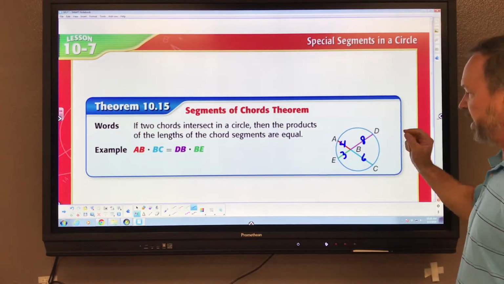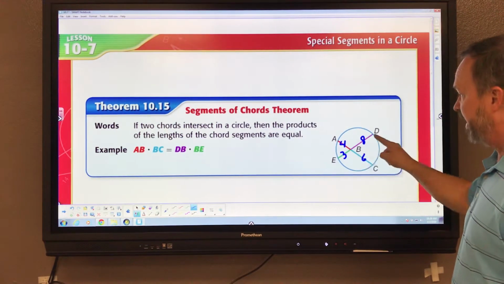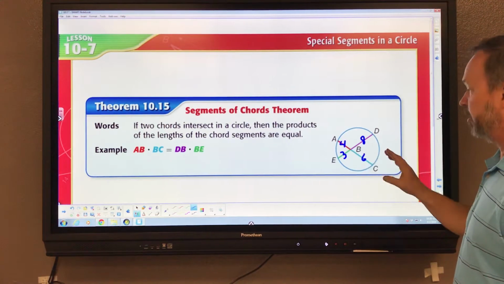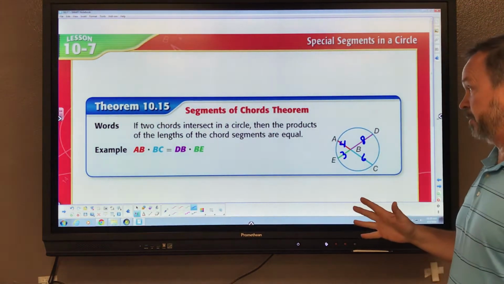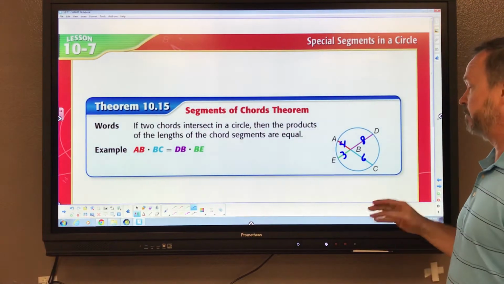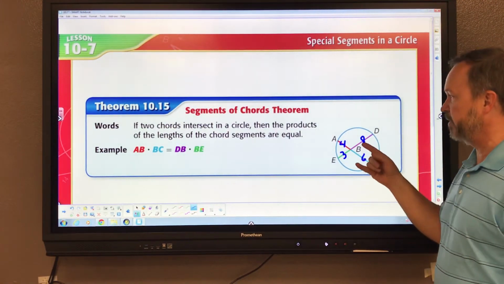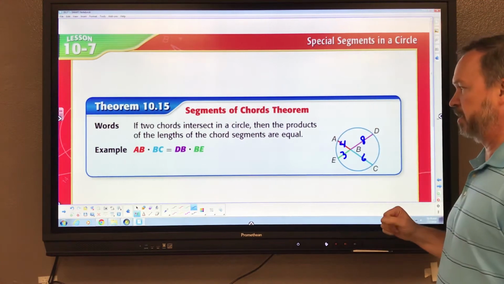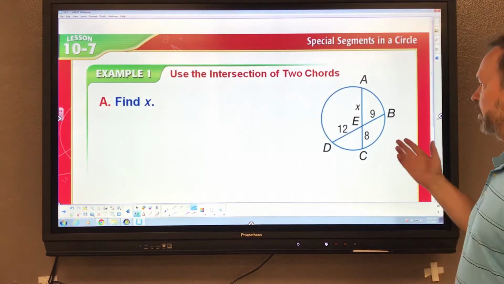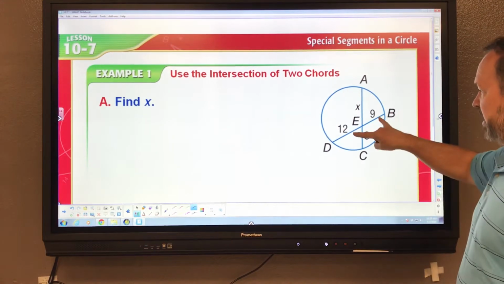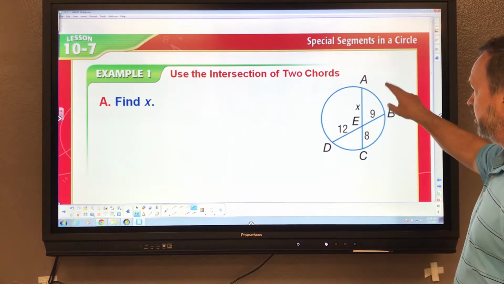Now, please understand, the length of this segment is 11, and the length of this segment is 10. Nobody's suggesting that the segments or the chords are congruent. Nobody's suggesting that. We're just saying that the chord segments have to have the same product.